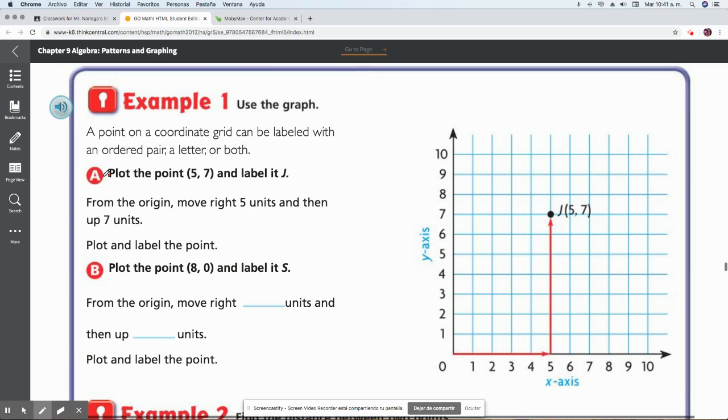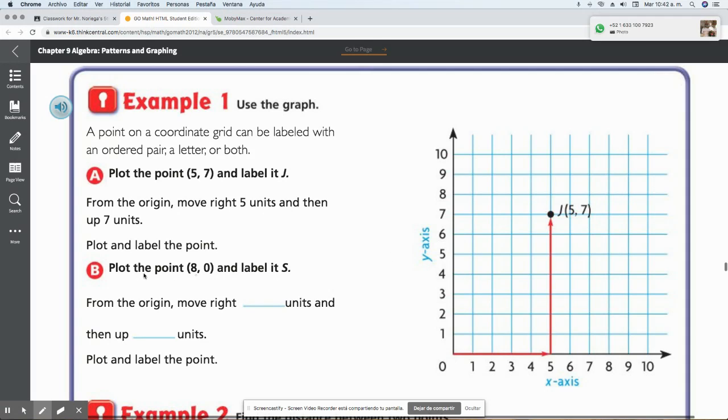Okay, so letter A: plot the point (5, 7) and label it J. From the origin, move right 5 units. That's why this red arrow is right here. 1, 2, 3, 4, 5 units. And then up 7 units. 1, 2, 3, 4, 5, 6, 7. Then they plotted the point, labeled it with J, and used the ordered pair.